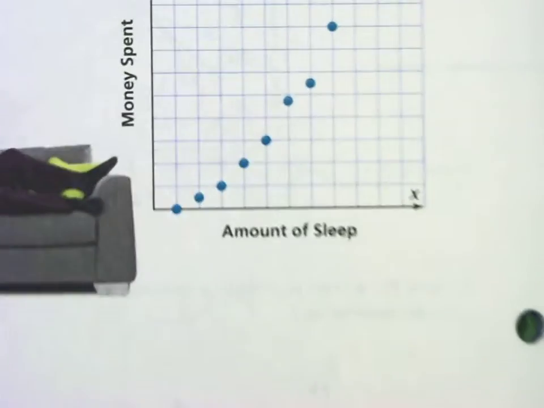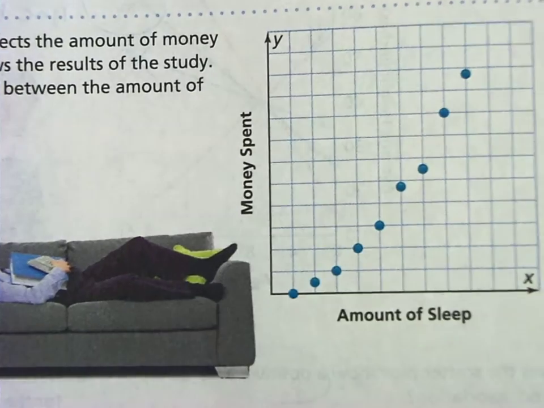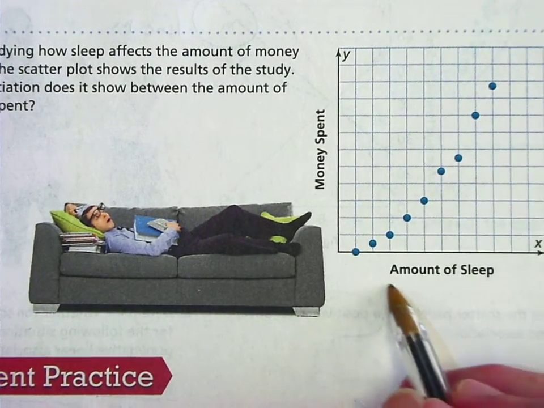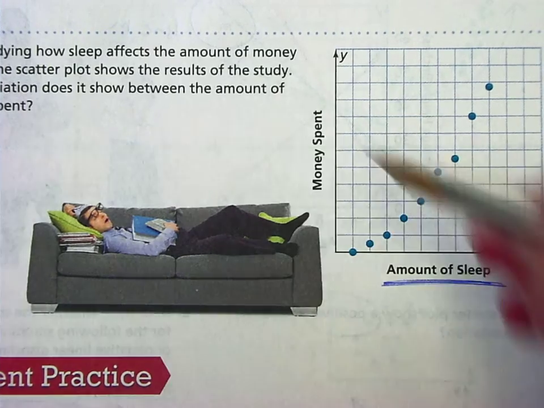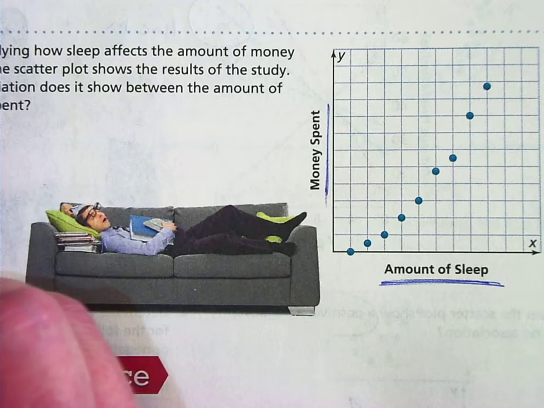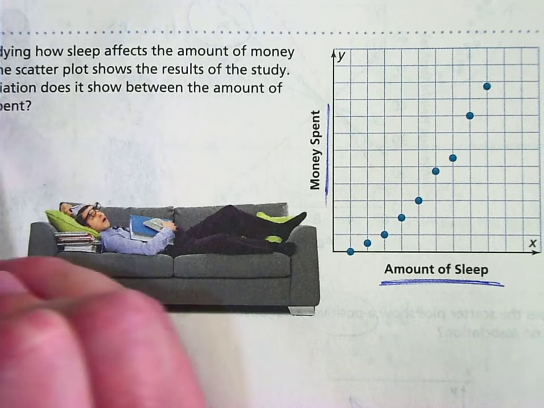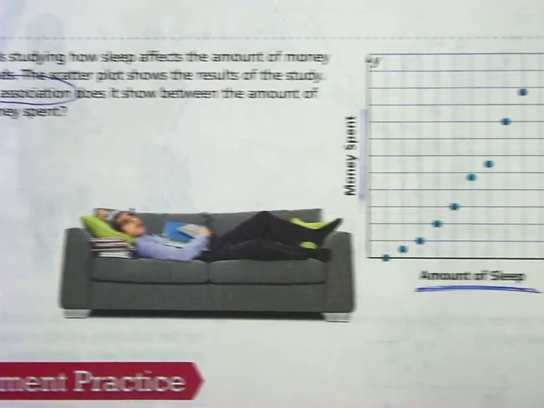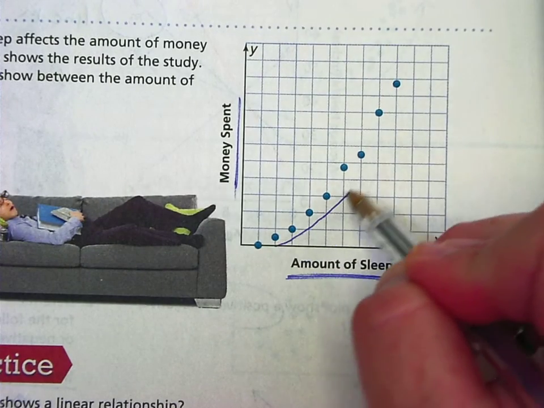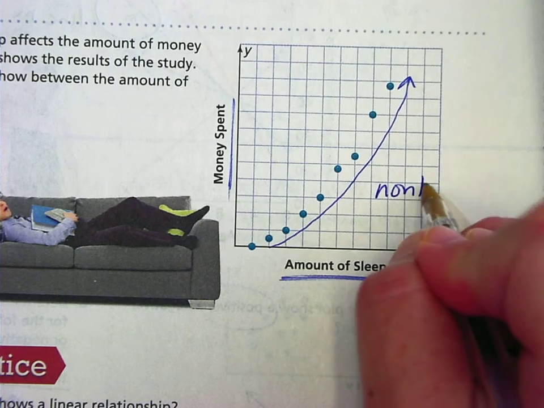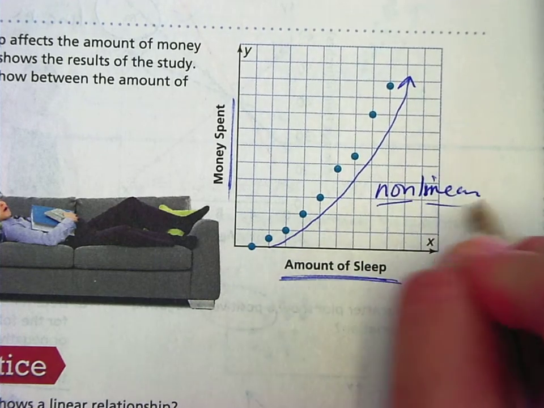If we look at number 12 on the back, on page 222, the scatter plot has to do with the amount of sleep you get and the money you spend. It shows this study that was done. What type of association does it show? Well, I definitely see this curve right here, so I would say this is non-linear, not straight.